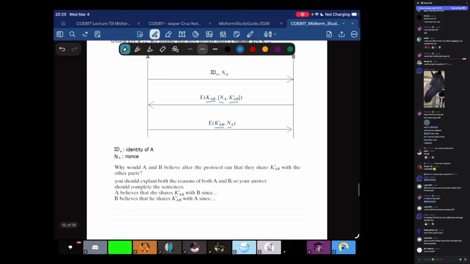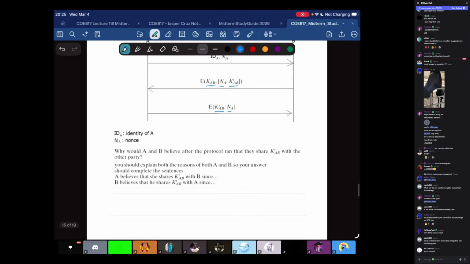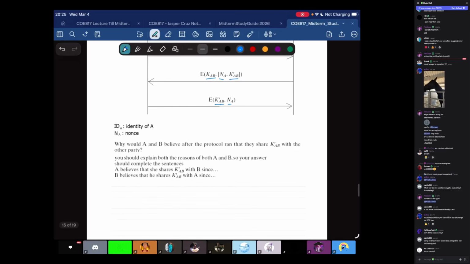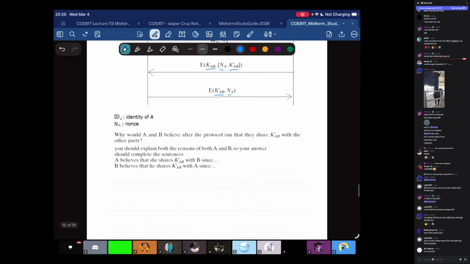So the question is asking, why would A and B believe after the protocol ran that they share K prime AB with the other party? You should explain both the reasons of A and B, so your answer should complete the sentences.